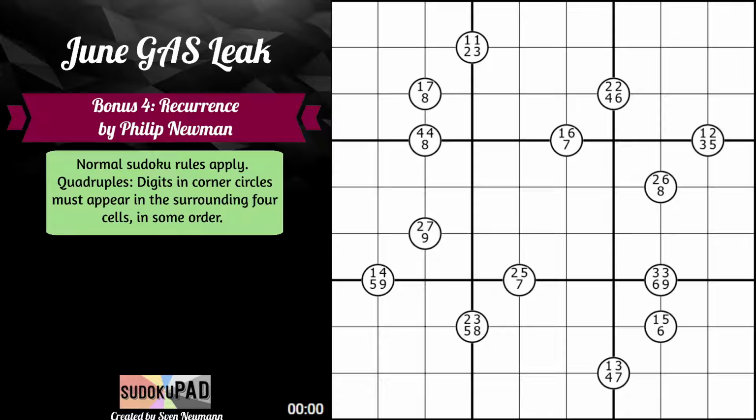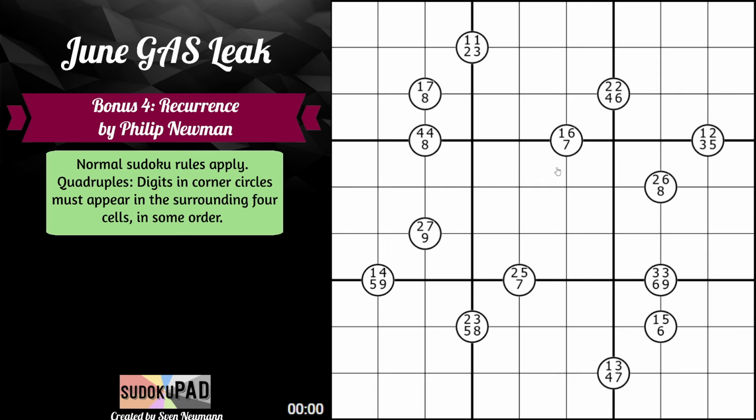This is bonus puzzle number 4. It's called Recurrence by Philip Newman. Normal Sudoku rules apply. Quadruples, digits in corner circles, must appear in the surrounding 4 cells in some order. So what does that mean? Well, it's the fourth puzzle with quadruples in it. Very thematic.